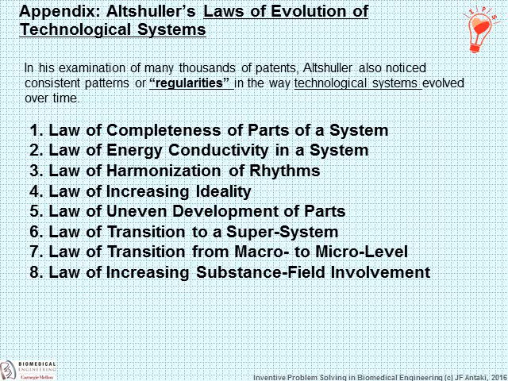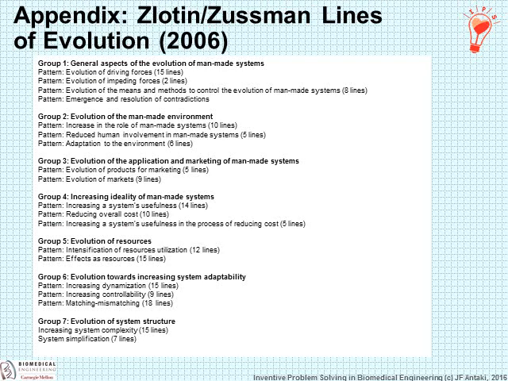Just for the sake of completeness, I want to point out that the lines of evolution I just presented are but one version or one subset. If you go back in time to Altschuller's original theory, he had 8 somewhat different lines of evolution, which you can explore on your own if it interests you. I'll also point out that Boris Zlotin and Alla Zusman have evolved their own new set of evolution lines that are actually very numerous, broken into these 7 groups. I don't even know what they all are, but they put a lot of effort into it.